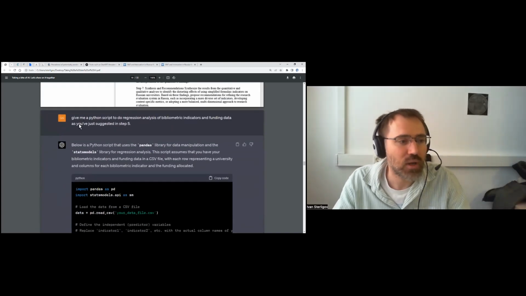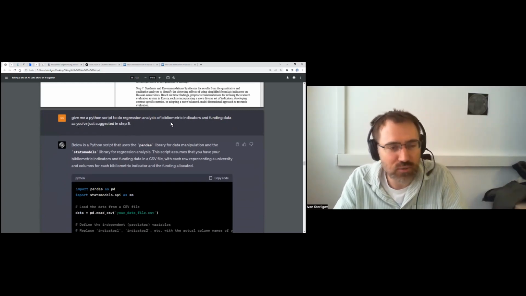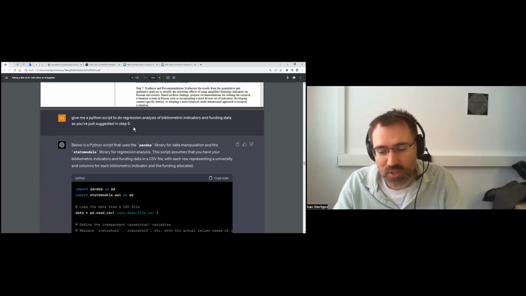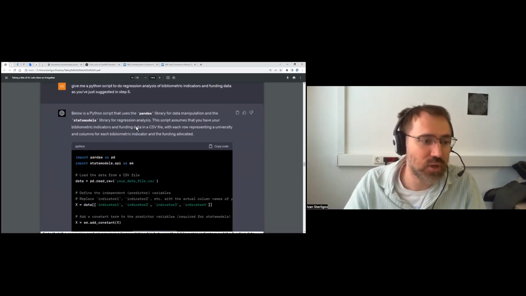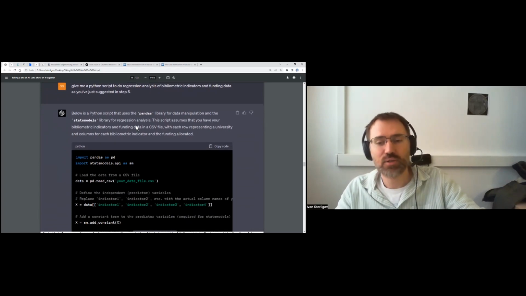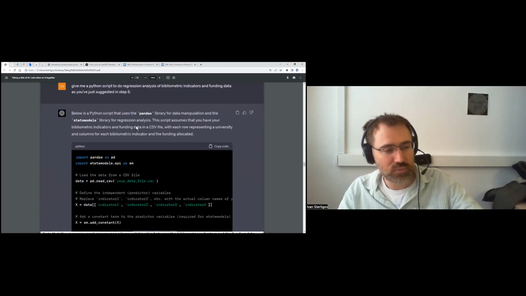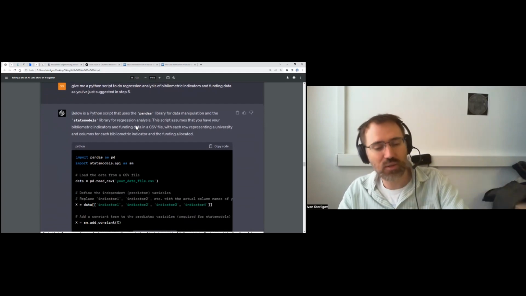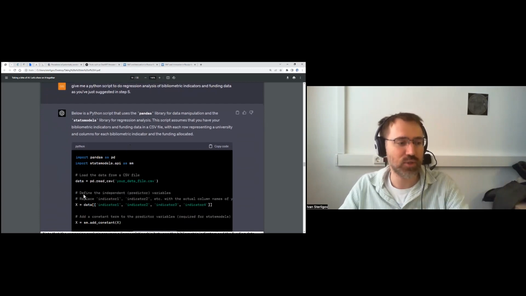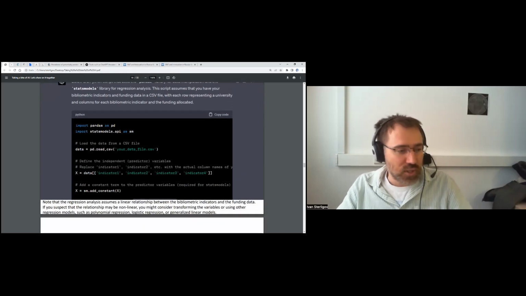For example, we ask it to produce a Python script to do regression analysis of these bibliometric indicators and funding data, which ChatGPT has just suggested. Okay, we get a working code with comments that not only suggest the exact working script that will do the task, but also add these comments to help us understand what exactly is being done here. And you just can copy and launch it.